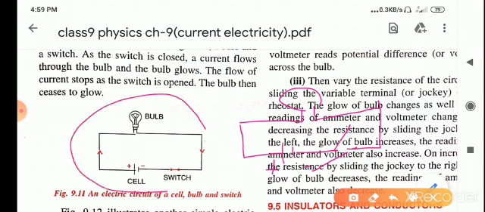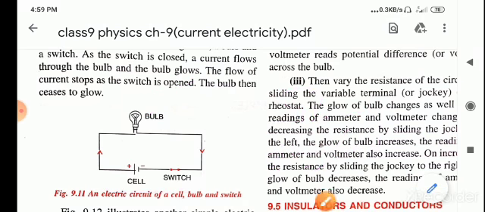But in this diagram, the circuit shown in figure 9.11a is complete due to the closed switch. Since there is no gap, therefore current flows in the circuit and the bulb lights up. In this case, the electrons can move through the external circuit. These moving electrons form an electric current. Here the bulb will glow and here the bulb will not glow. Okay, children?